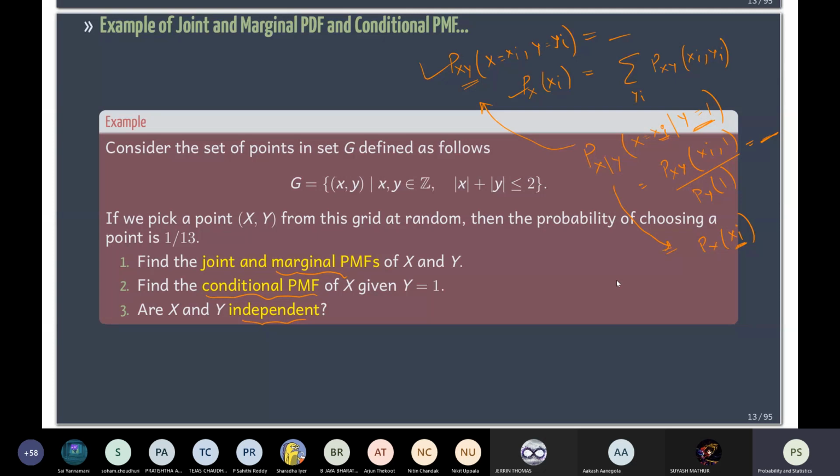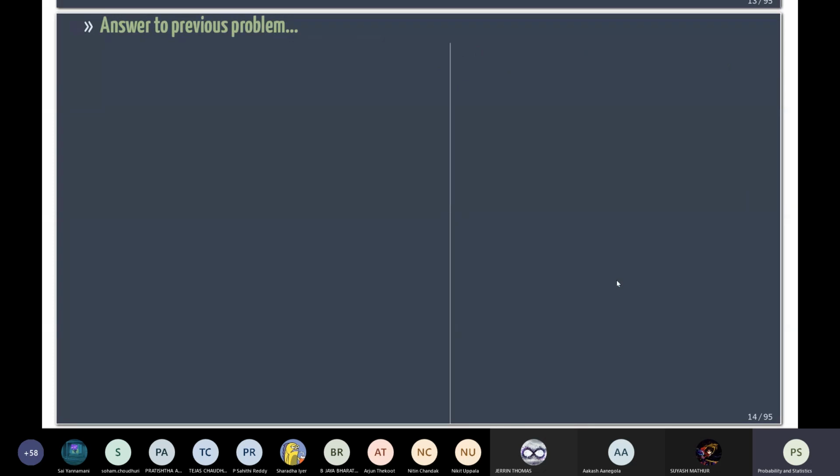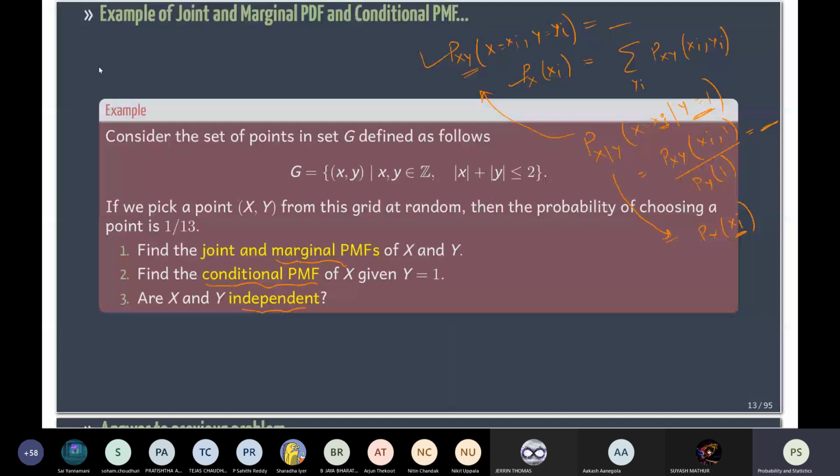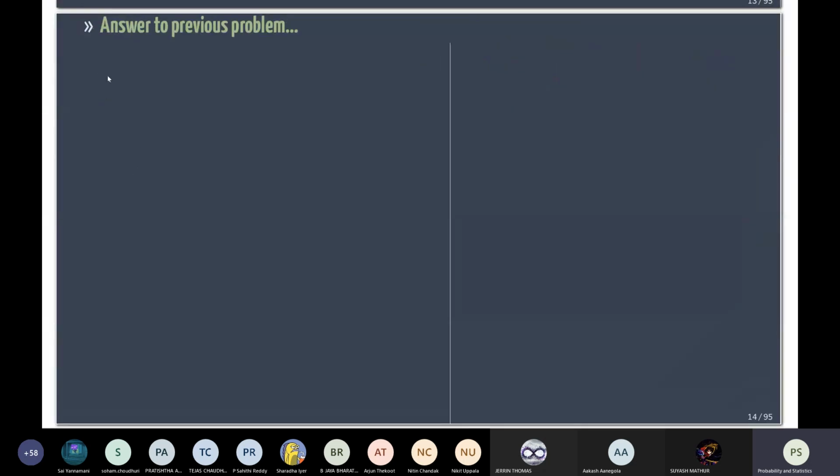Okay, so if I have to do this quickly just for the record, I will do it rather quickly. The first question was the joint PMF. Since we are in the discrete case, it is only the PMF, given by P_XY(x,y) equal to 1/13 for (x,y) in G. And it is 0 otherwise, so any other value has to be 0.